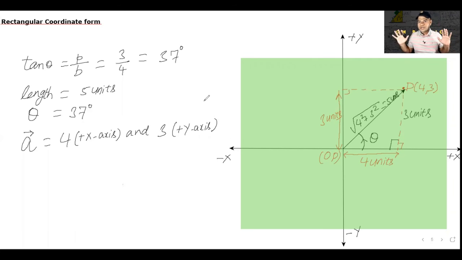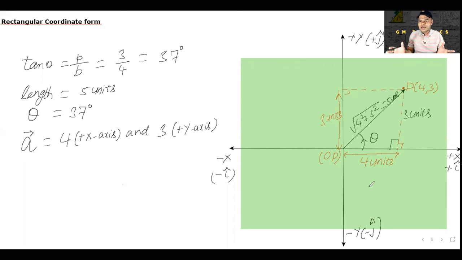This does not look good. This is not a perfect representation, and we won't keep writing along the positive x-axis, along the positive y-axis. This is lengthy, time consuming. So rather than saying positive x-axis, I'll call it plus i cap. This is the standard convention. Plus i cap simply means along the positive x-axis. Similarly, minus i cap simply means along the negative x-axis. Similarly, positive j cap means along the positive y-axis, and negative j cap means along the negative y-axis.